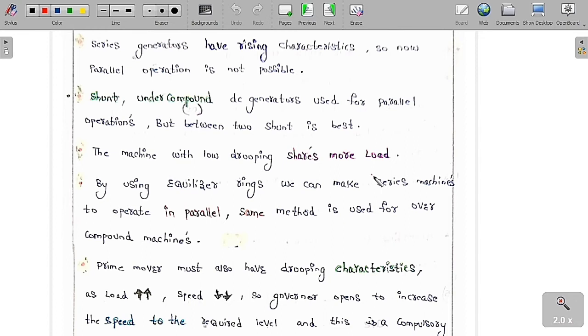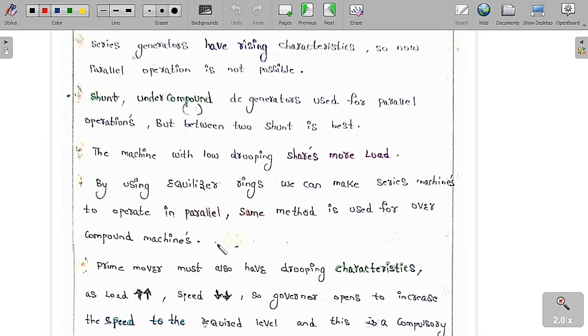By using equalizer rings, we can make series machines operate in parallel. The same method is used for over compound machines also. I already told you the DC series generator and the DC over compound generator both have rising characteristics, so they are not used for parallel operation. But if you want to use them, we still can, by adding an extra component called the equalizer ring.